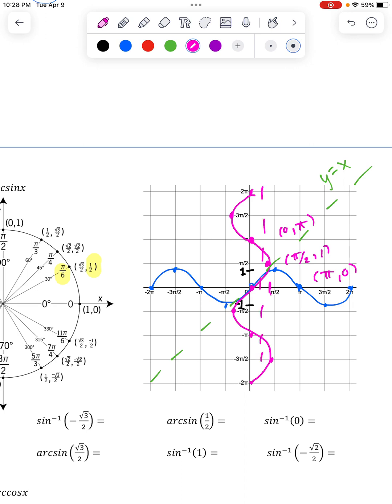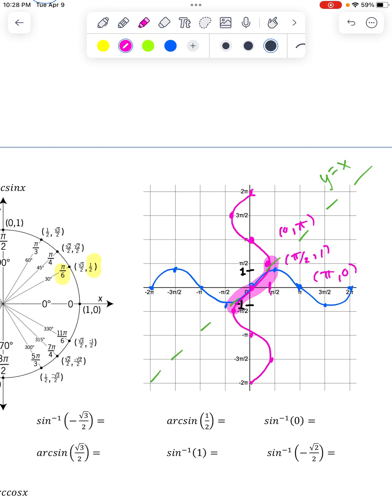And so it doesn't pass the vertical line test. That means my x's have more than one y's. It's not a function. So I need to restrict my y values so that this is a function. So what I'm going to do is start at negative pi over 2, and I'm only going to go up to pi over 2. I'm just going to include this chunk.